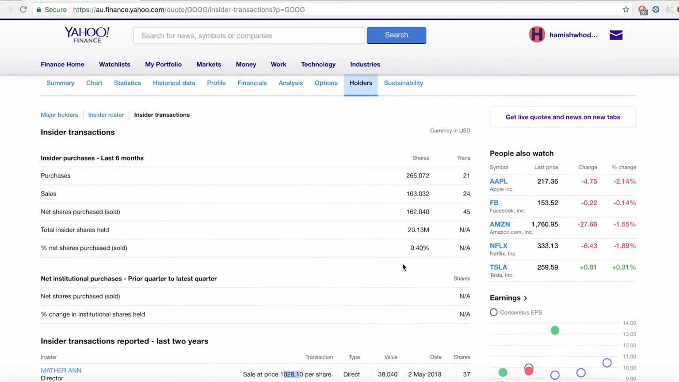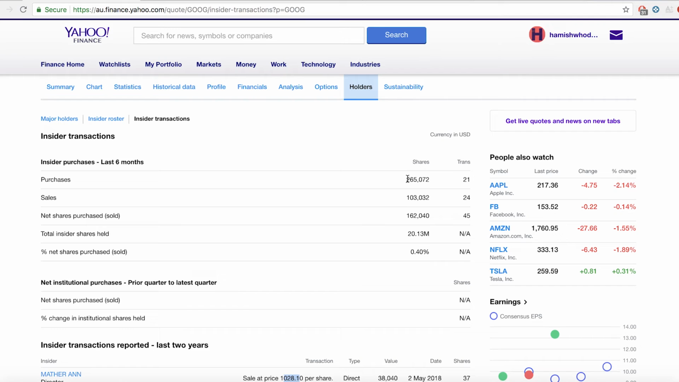And you can actually see here, so purchases in the last 6 months was 265,000 shares, and sales was 100,000 shares. So they've actually been buying more than they've been selling, which is not unusual for very rich individuals who are running these corporations. That's not really unusual to see that they have more money that they need to deploy into stocks. But it's definitely a good sign that there's not more selling than purchasing.